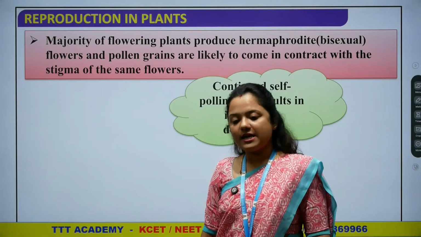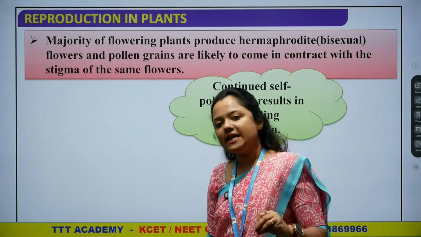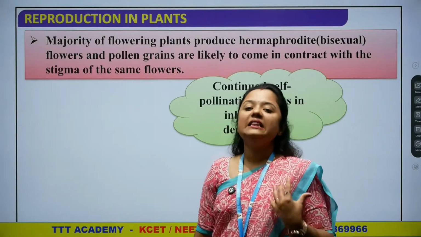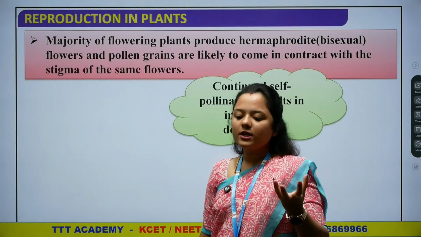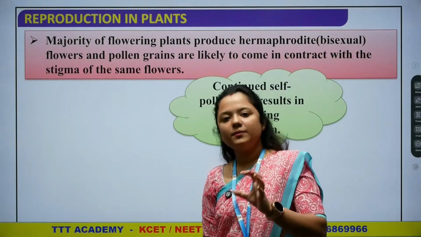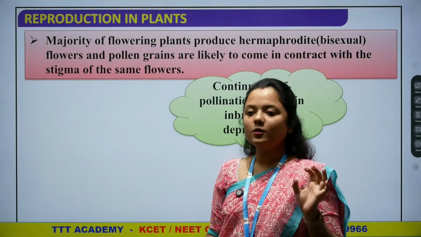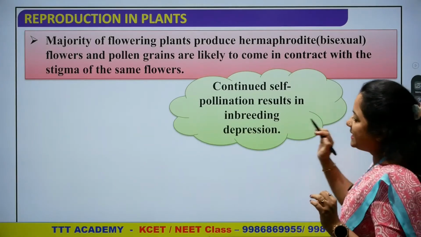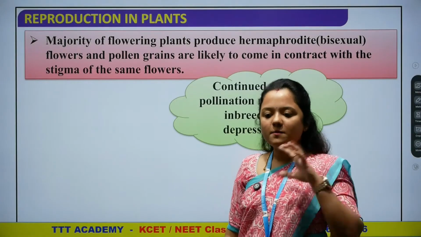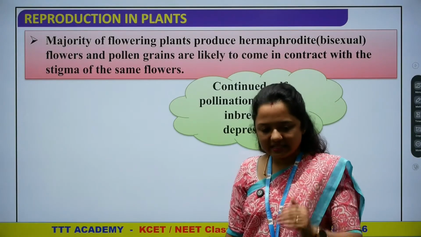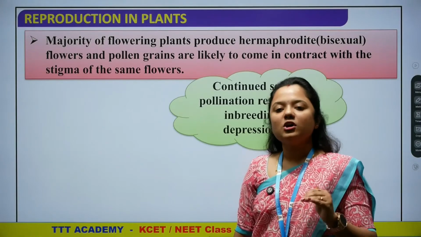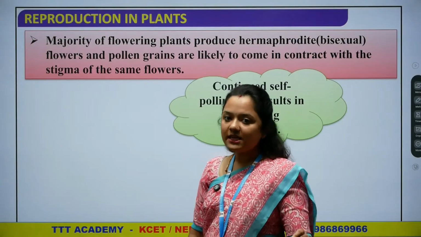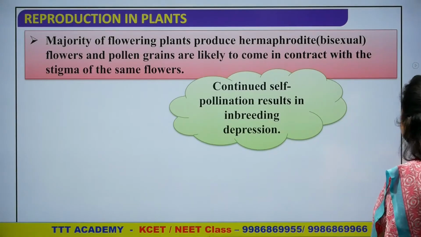If the pollination is happening in the same plant itself for generations after generations, we can't expect a healthy plant or a very good yield from a particular plant. The quality will reduce because of depression. What is inbreeding depression now? Inbreeding is breeding within itself, within the same plant, because it has both the gametophytes. But when that happens continuously, it will lead to inbreeding depression.